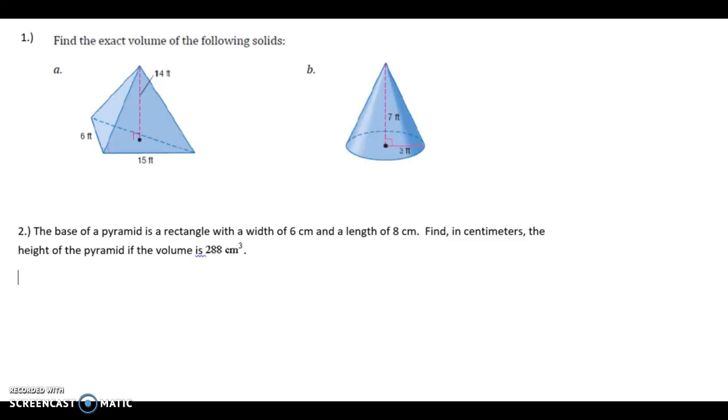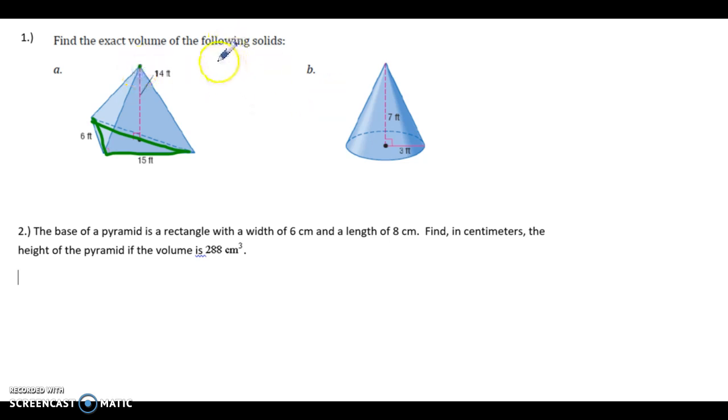All right, Unit 7, Lesson 7, we're going to take a look at questions 1 and 2. The first one says, find the exact volume of the following solids. So first we need to determine what types of solids we're dealing with here. In my first example, when I look at its base, I see that it has a triangular base. So this would be called a triangular pyramid because it comes to a point at the top.